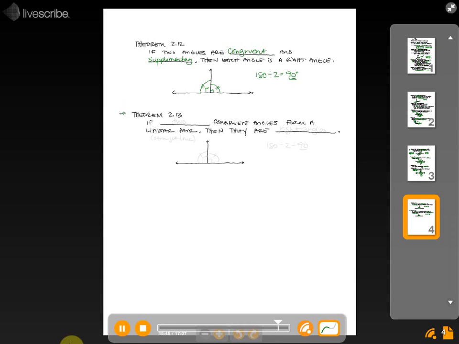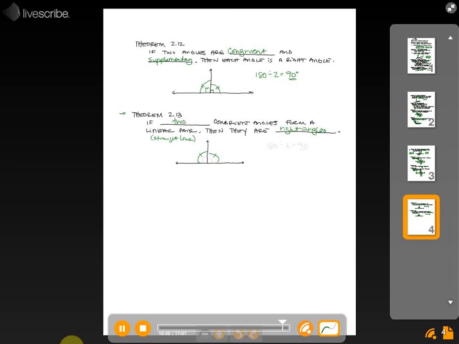Last one, Theorem 2.13. If two congruent angles form a linear pair, then they are right angles. Okay? So if two angles are congruent, let's mark that first. Two angles are congruent, and they make a linear pair, which means they make a straight line. Then they are right angles.